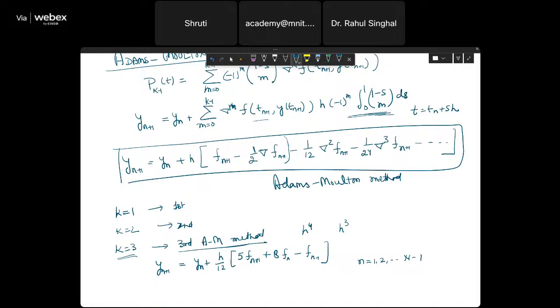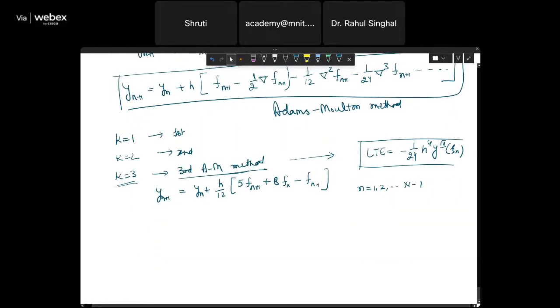Okay, so if you wish to note here the local truncation error, which we can calculate like the previous method, it comes out as minus 1 by 24 h to the power 4, and then the fourth order derivative of y. So this will be the local truncation error involved in the third order Adams-Moulton method. Okay, so this is the idea about the Adams-Moulton method and the error involved in it.